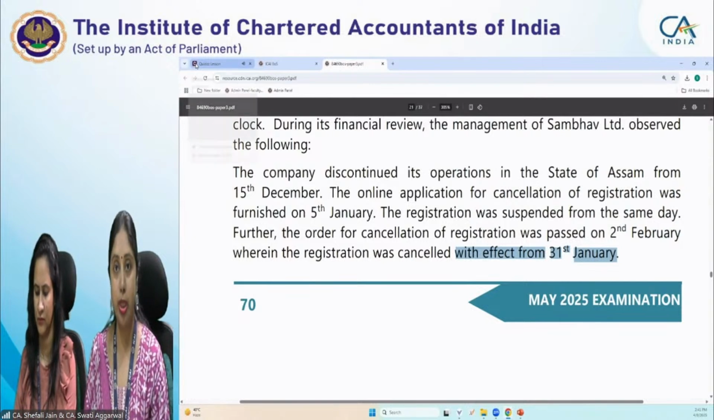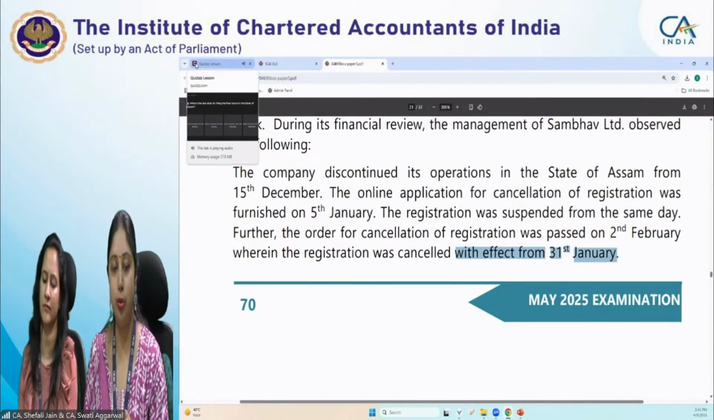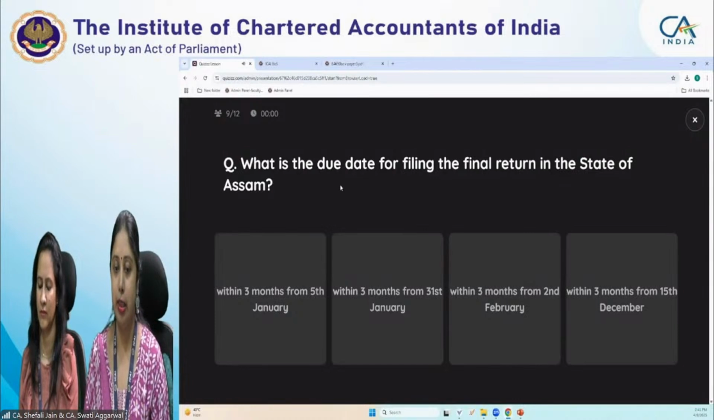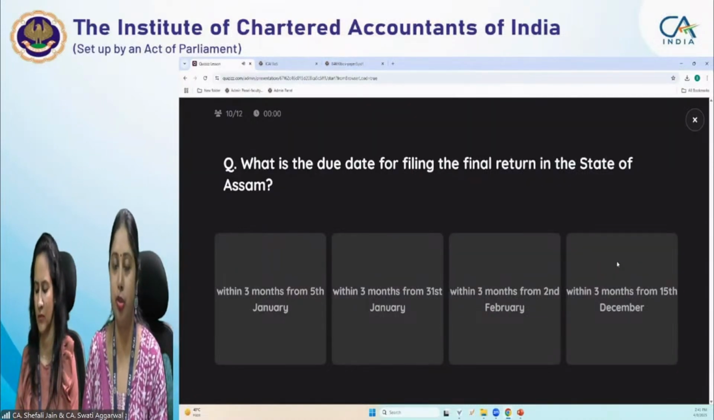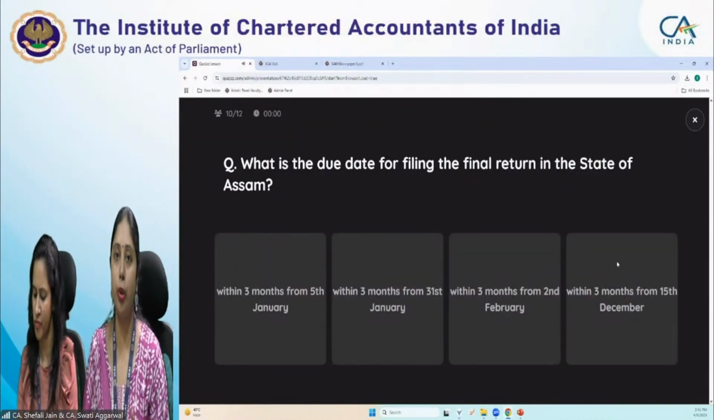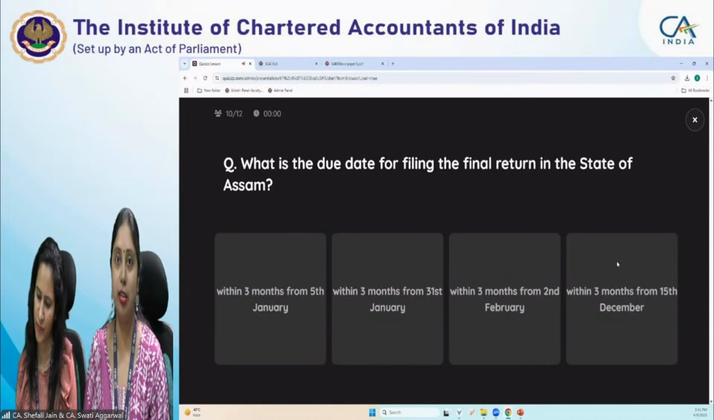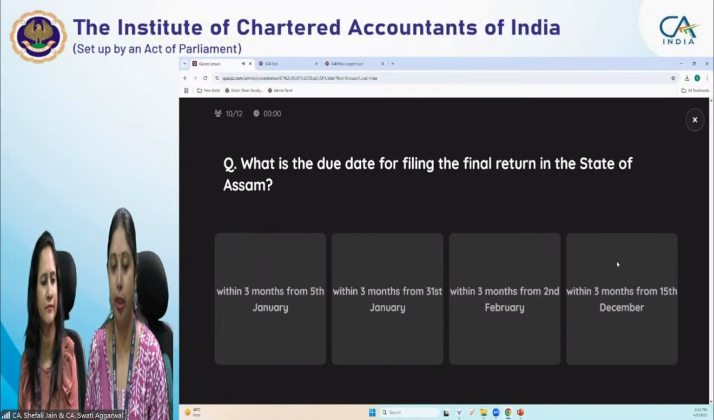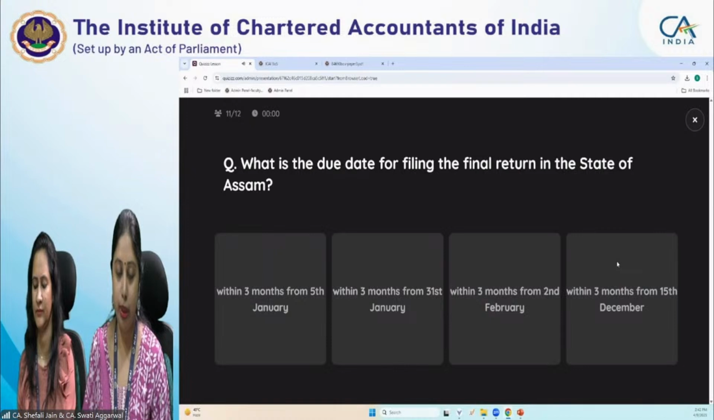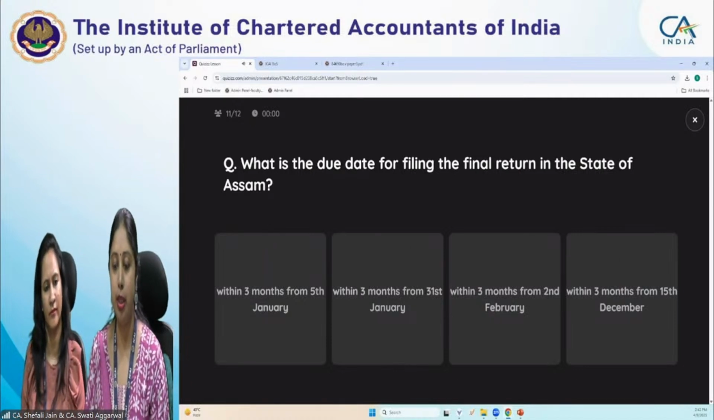Now let us see the question which you would have already got on your device. I have stopped the timer because I wanted you to see the scenario as well as the useful piece of information required for answering this question. Now, this is the question on your screen. In fact, 10 students have already answered this. That shows that you have gone through the scenario and now you have seen the question also. You have understood it. What is the due date for filing the final return in the state of Assam? Within 3 months from 5th January, within 3 months from 31st January, within 3 months from 2nd February, or within 3 months from 15th December.